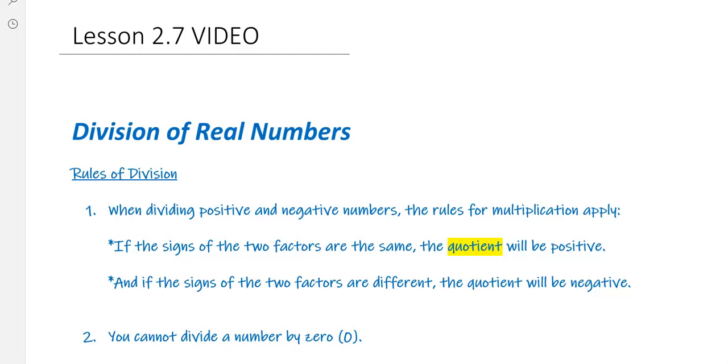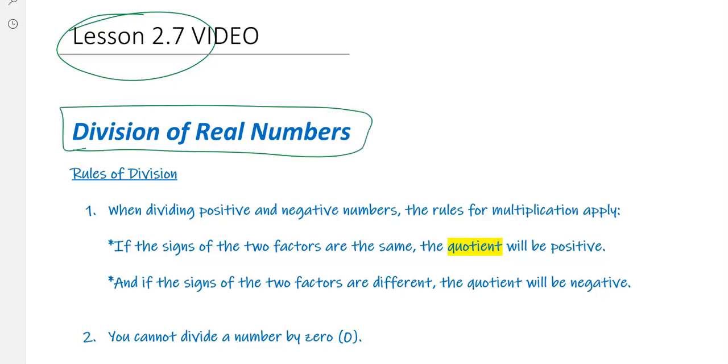Today we are looking at lesson 2.7. So at the top of your math notebook, write lesson 2.7, and we are looking at division of real numbers. Now, division of real numbers is pretty simple. You just have to remember the rules. Now, the rules for division, this is important.